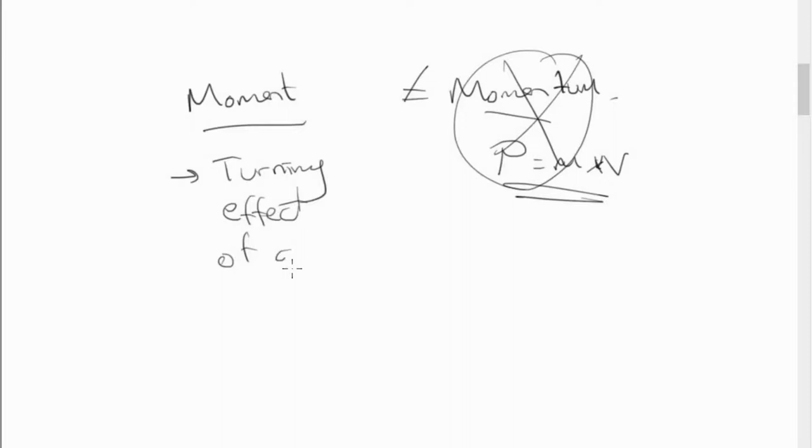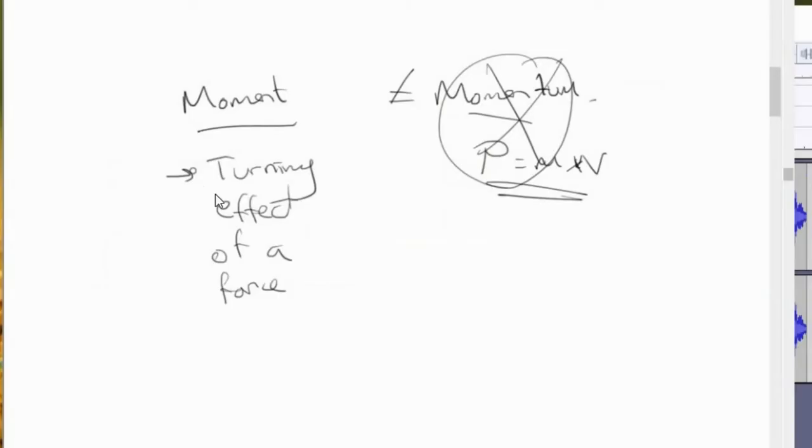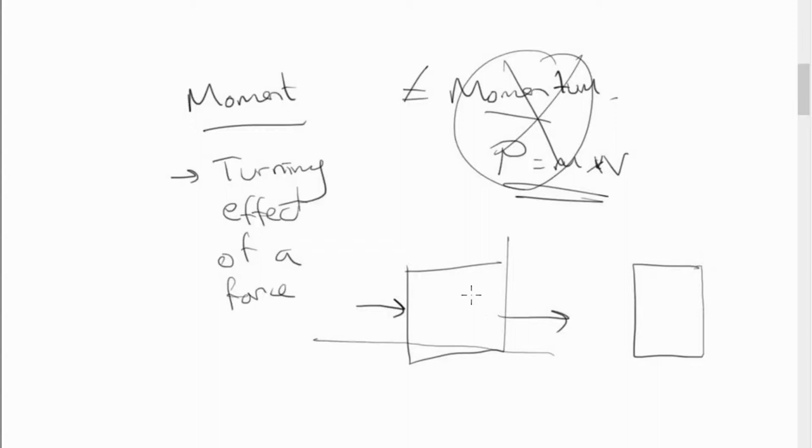Turning effect of a force. So, what do you understand by that? What is the turning effect of a force? If we take, for example, a simple block sitting on the ground. If you push it, it will accelerate in this direction, right? Newton's laws and everything. However, if we put the block in space, and instead of pushing it through its center of mass, we push it here, it's going to move, but it's also going to rotate, right? So whenever you use a force to cause a turning effect, then it's called a moment.